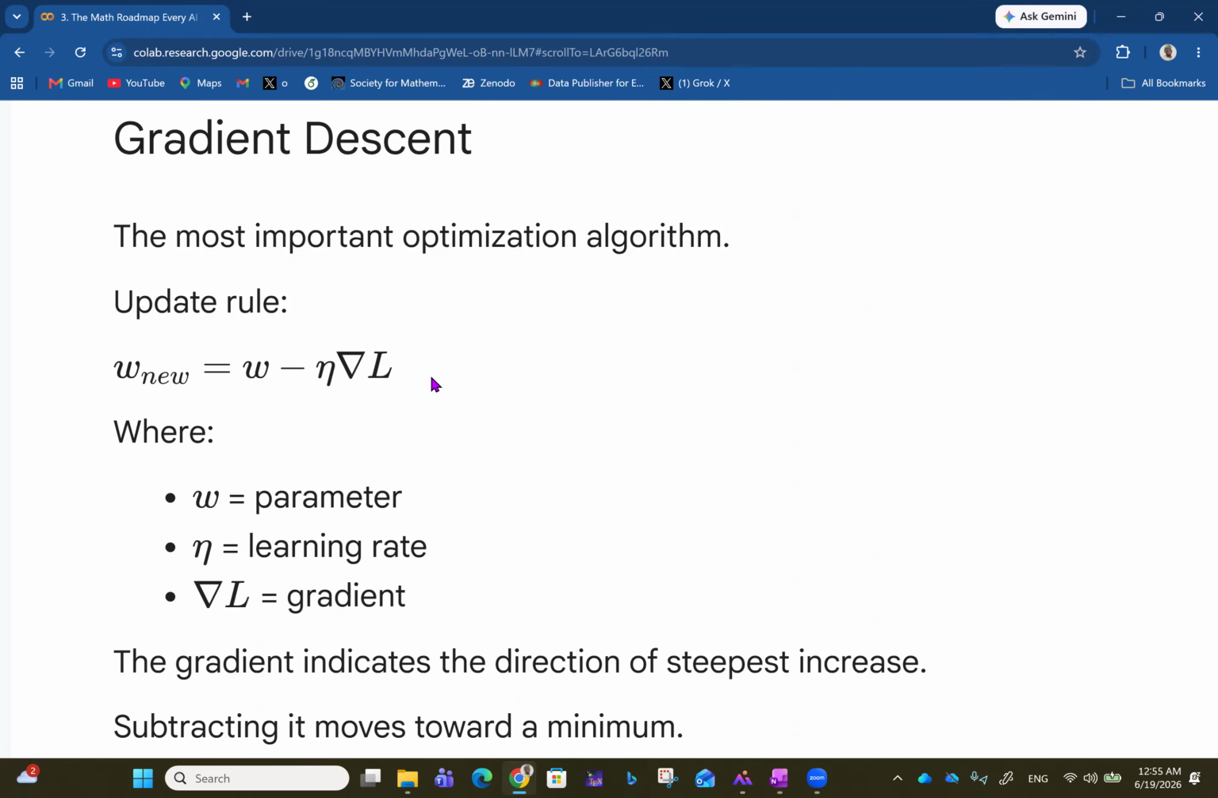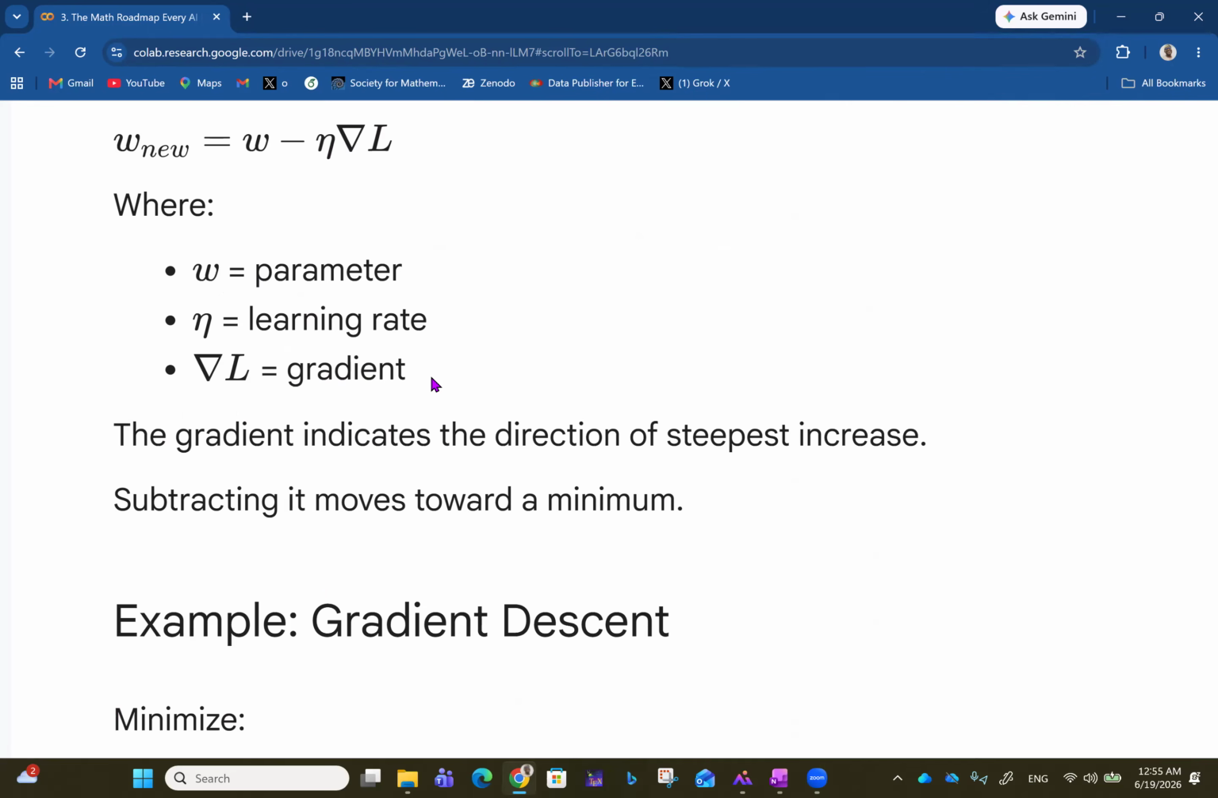Because we are dealing with a loss function, right? The goal is to make sure the loss function is as small as possible. That's why gradient descent works best in this situation.